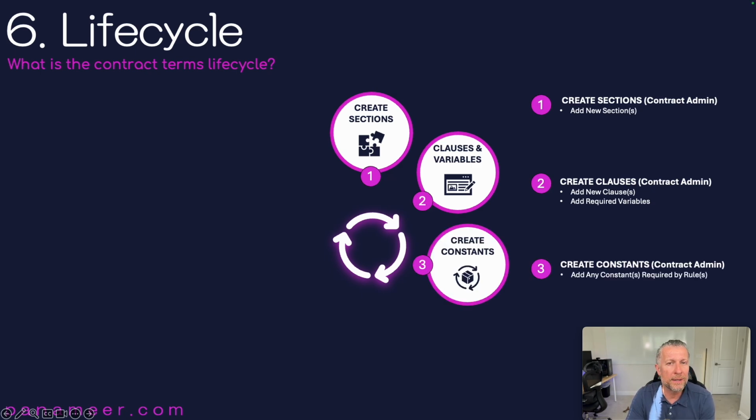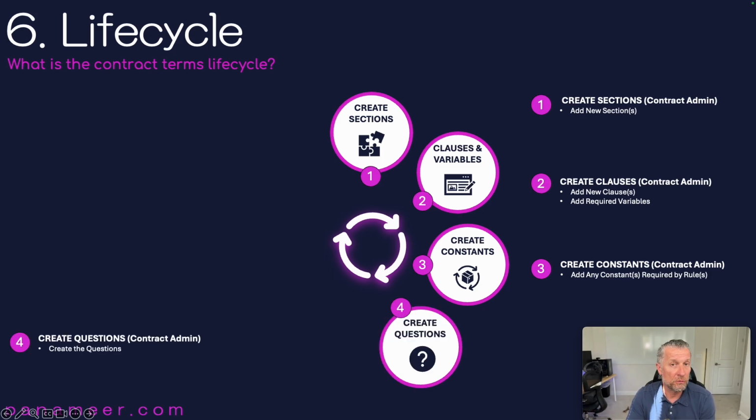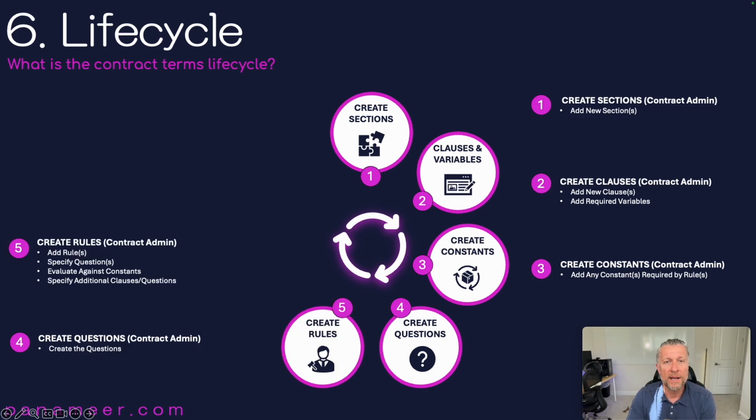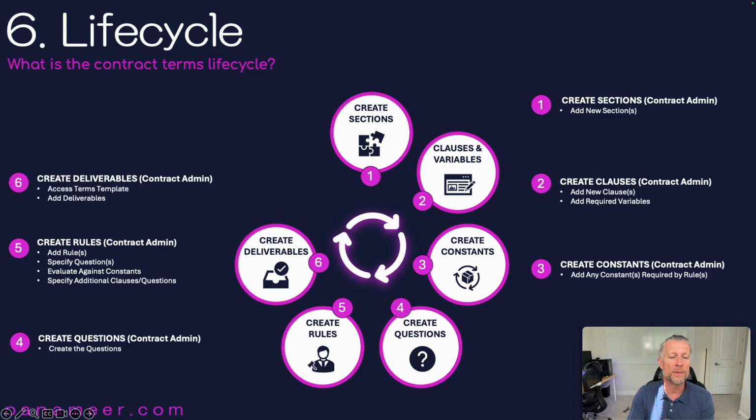Third, we're going to create constants. Think in my insurance example of the site visits. Then I'm going to create the questions that I'm going to use to help evaluate something against that constant. Then I create the rules that say if you're going to come on site, how many times, is it greater than this number, then you're going to put another clause on the terms template. And then we have deliverables, and those deliverables are the extra tasks internally or externally related to a contract.